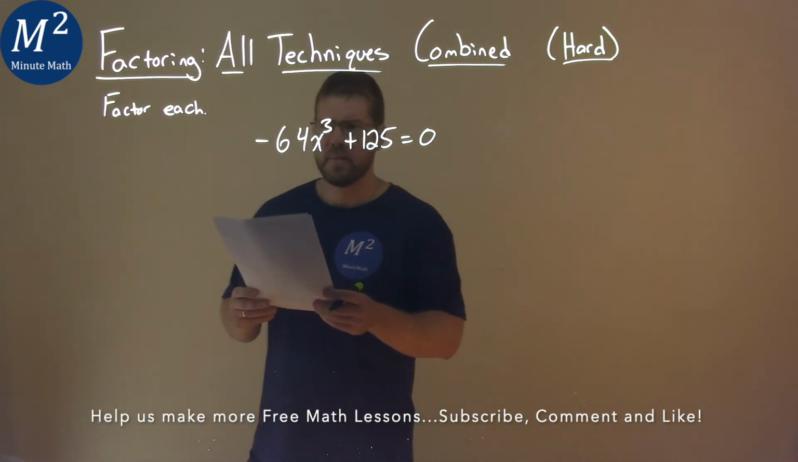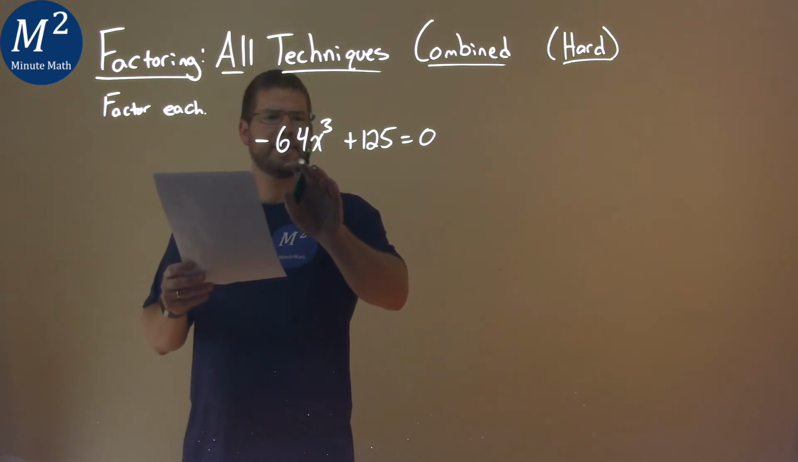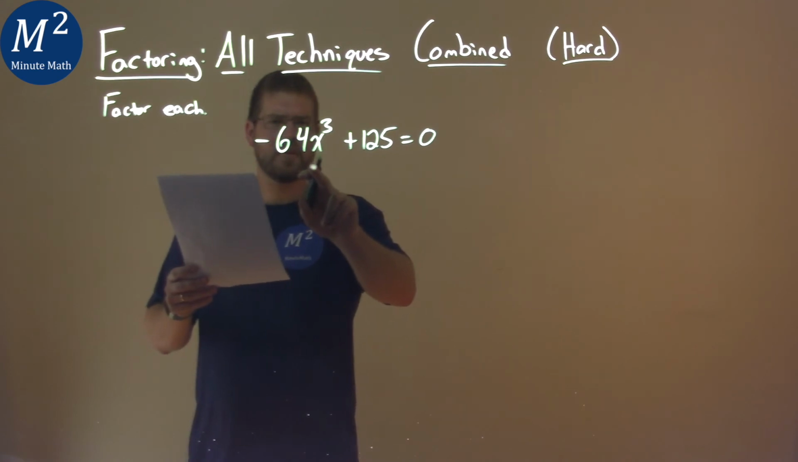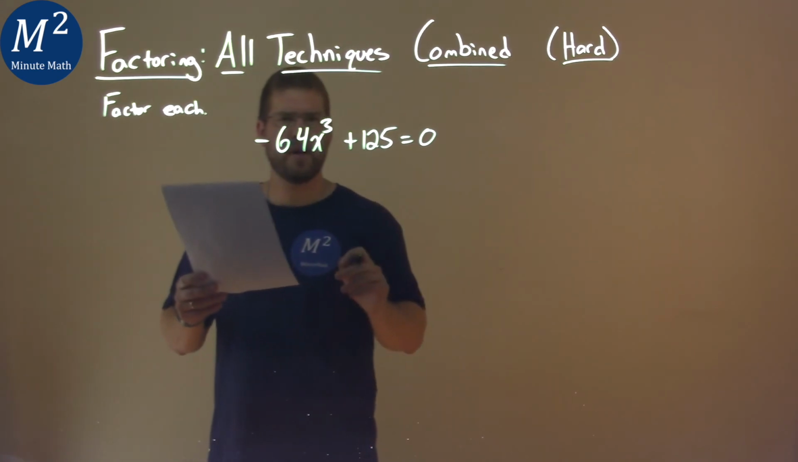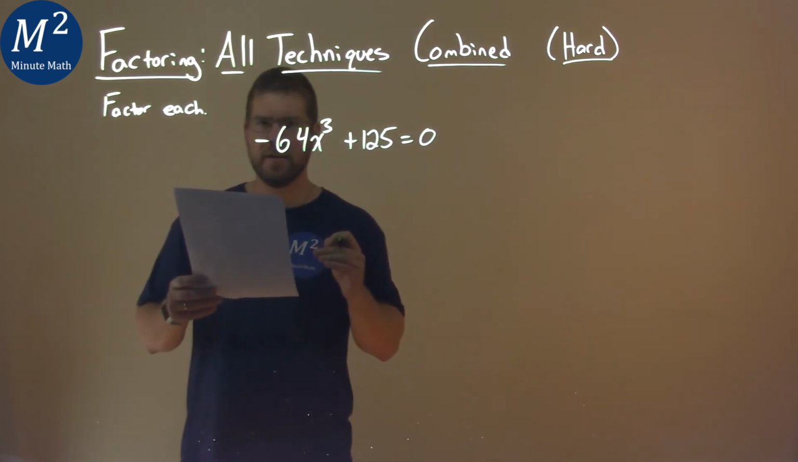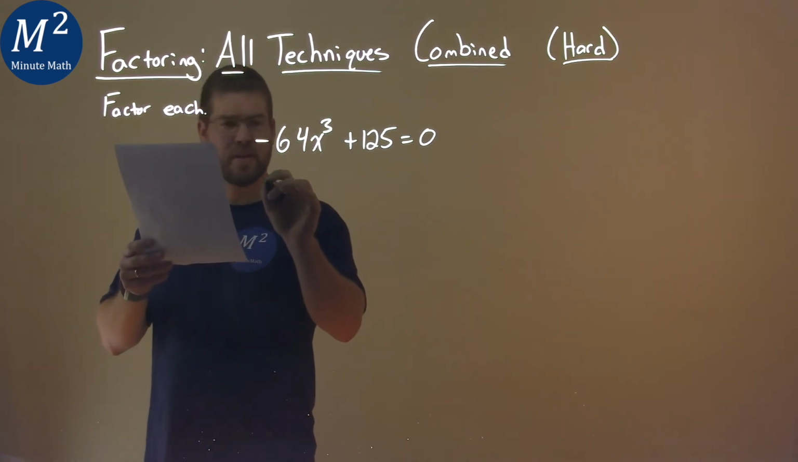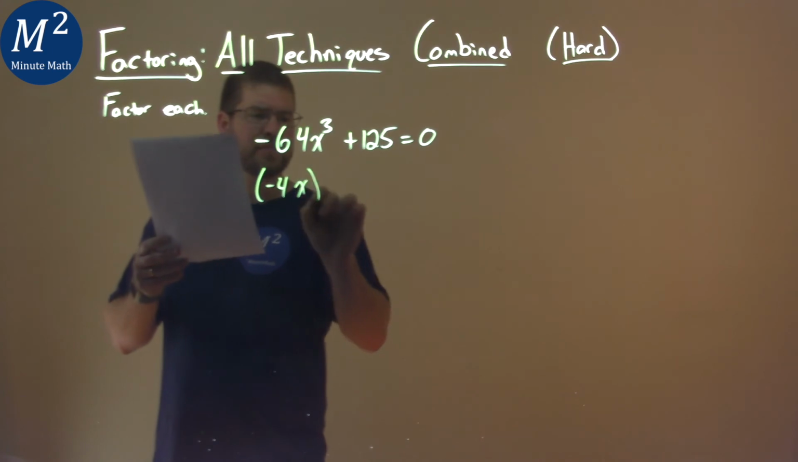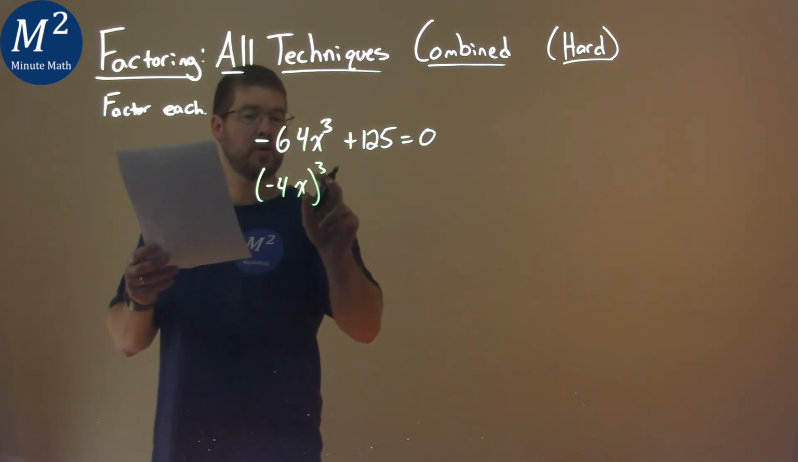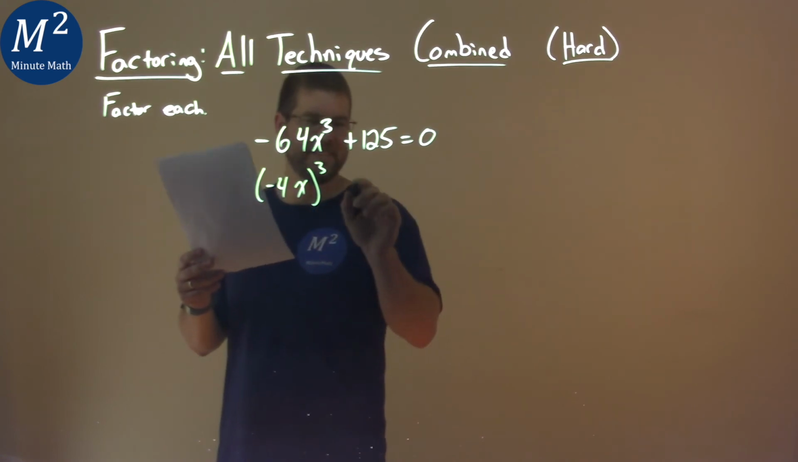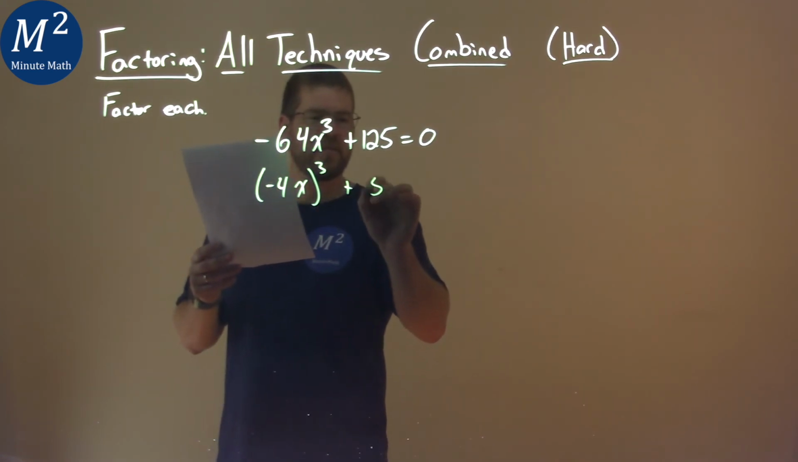So with that, we notice here, it's a little difficult, right? Well, negative 64x to the third and 125. This almost looks like a, well, sum of cubes formula. We can rewrite this to be really a negative 4x all cubed. Negative 4 cubed is negative 64. x cubed is x cubed. Plus 125 is 5 cubed.